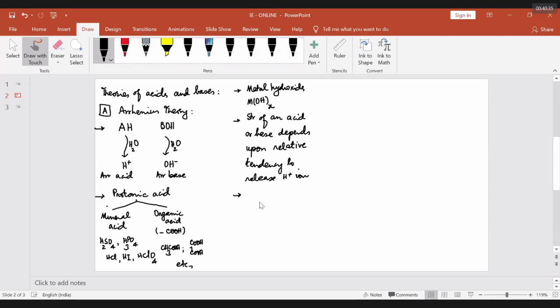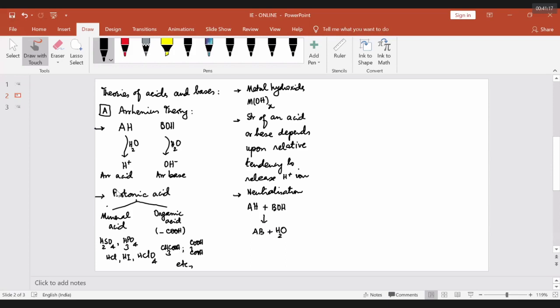Neutralization. What is the meaning of neutralization? According to Arrhenius theory, H plus ion of the acid combines with OH minus ion of base to form salt and water. That is called neutralization. Therefore, according to this theory, neutralization is a process in which Arrhenius acid AH combines with Arrhenius base BOH to form salt and water, AB and H2O. Formation of salt and water is the criteria for neutralization of Arrhenius theory.